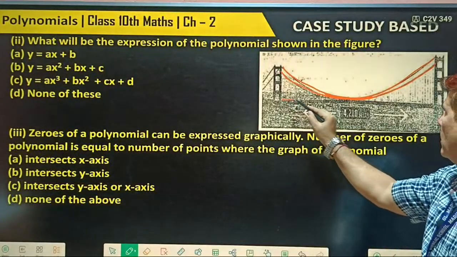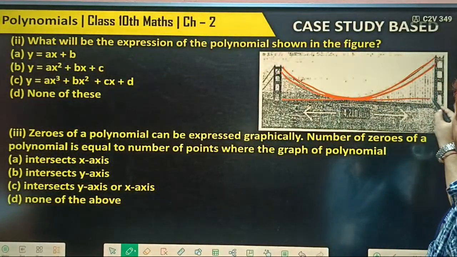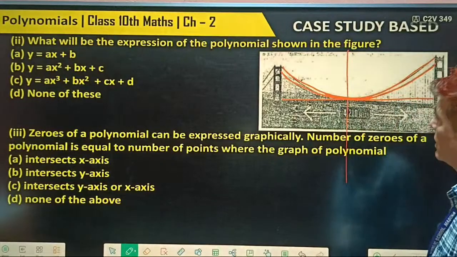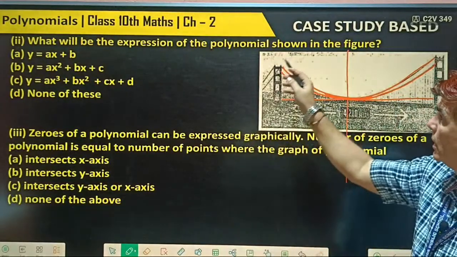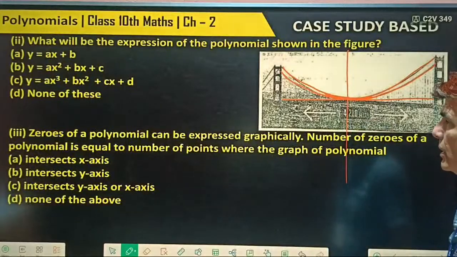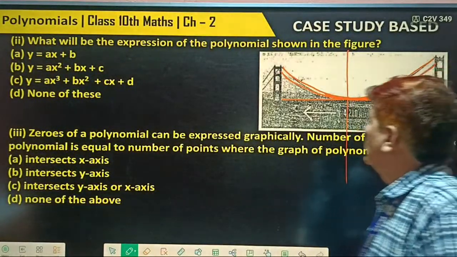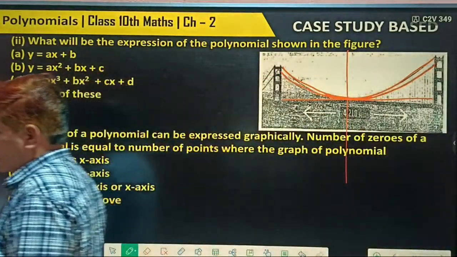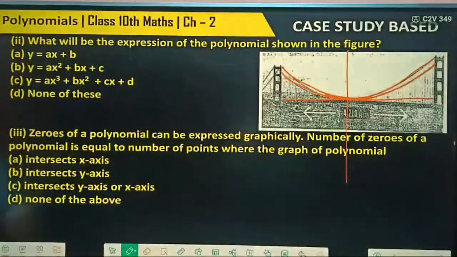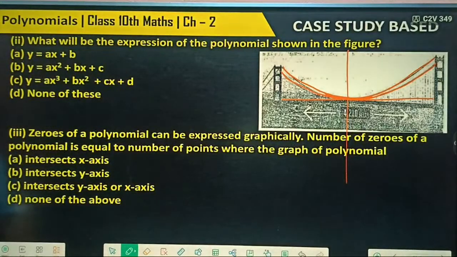So this is the x-axis, and this vertical one is the y-axis. How many times is this hanging wire touching the x-axis? One time or two times? One time. So if it is touching one time, what's its answer? What type of equation is this?